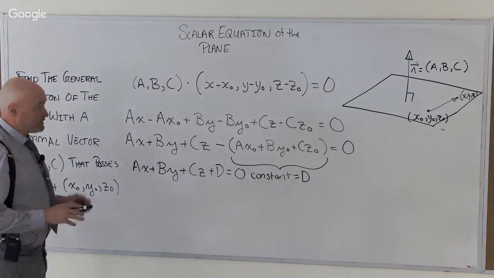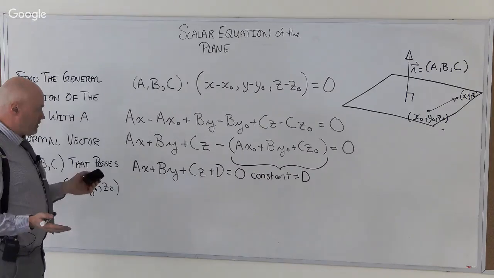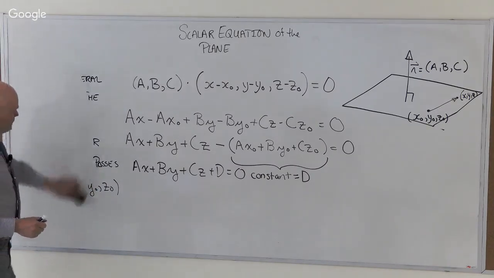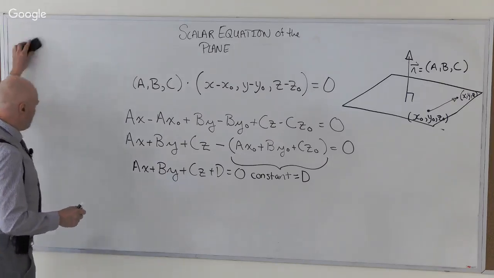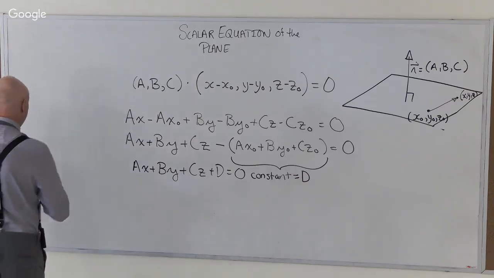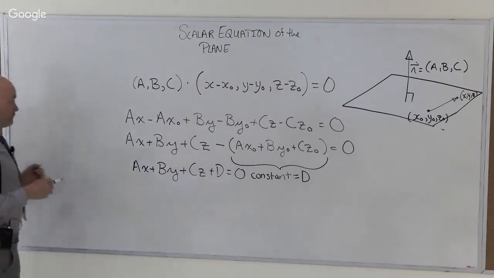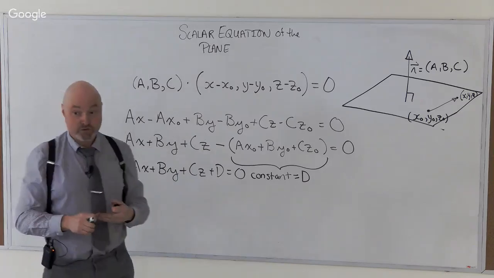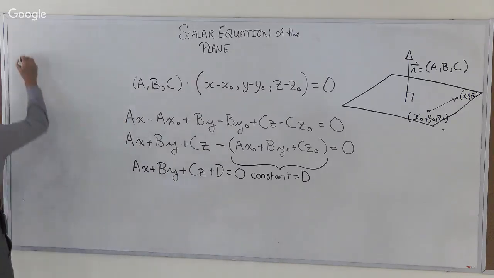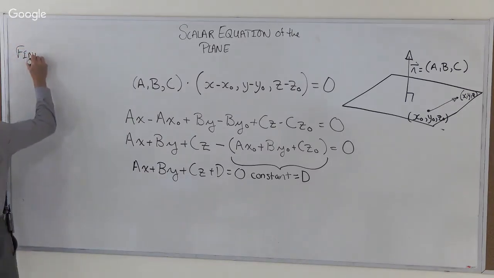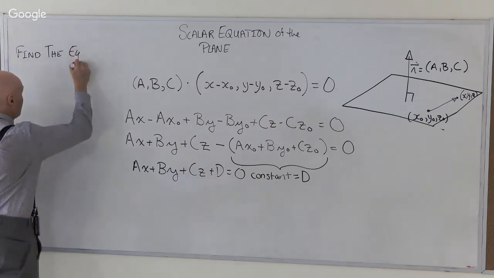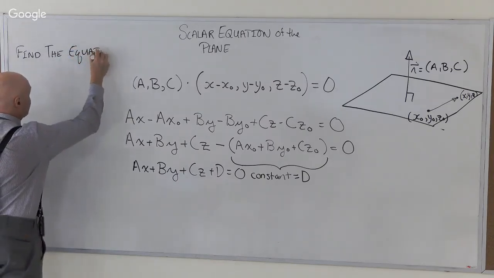Okay, so let's switch this up. I'm going to give you a normal vector and a point, or maybe I'm going to give me a normal vector and a point. And we're going to find the equation of the plane that passes through that point and has that normal vector. So find the equation of the plane. Uh-oh, I'm mixing fonts here.